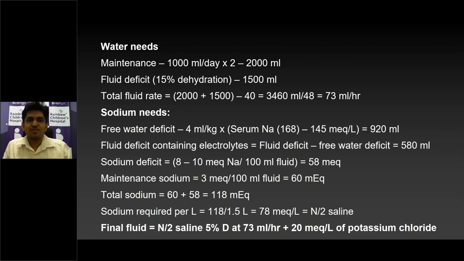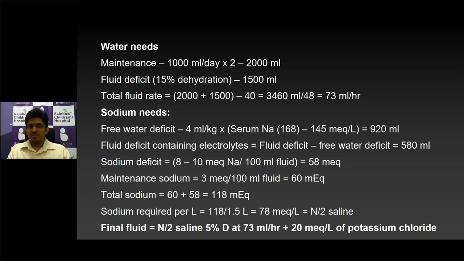So the maintenance fluid of this 10 kg child will be 1000 ml per day. For 2 days, the total maintenance based on Holliday-Segar is going to be 2000 ml. So coming to 15% dehydration, if the fluid deficit is 15%, meaning 15 into 100, which is 1500 ml approximately, the child has this fluid deficit. Therefore, the total fluid requirement for 2 days will be 3460 ml. You divide it by 48 hours, that will be equivalent to 73 ml per hour. So this is your rate of infusion of fluid, which is equivalent to 73 ml per hour.